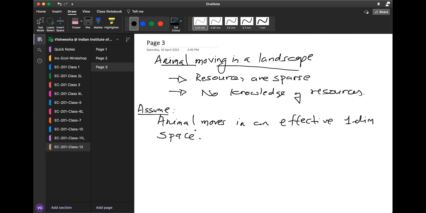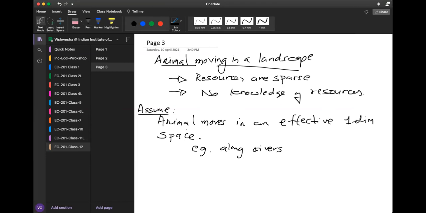Think of an animal moving along a river stream. The Serengeti migration which happens. Oh, migration. But that's a huge two-dimensional landscape. Why is it 1D? But I think a simpler example, in my opinion, is along an unbranching river, yes.